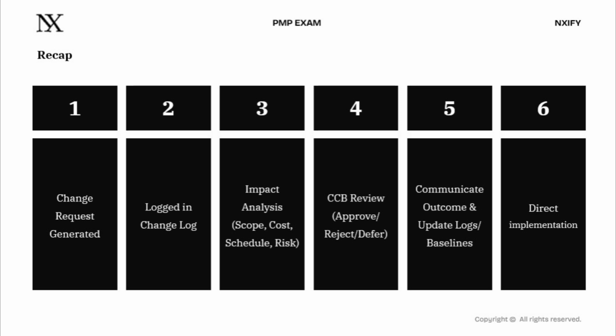The verdict is delivered. You communicate it immediately and update every relevant document. The changelog, the scope baseline, the schedule baseline, the cost baseline. Everything is now aligned and visible. Step 6, direct implementation. Only now, after communication, after documentation, after baselines are updated, do you direct the team to go build it. This is the right moment for action, and not a single step before.